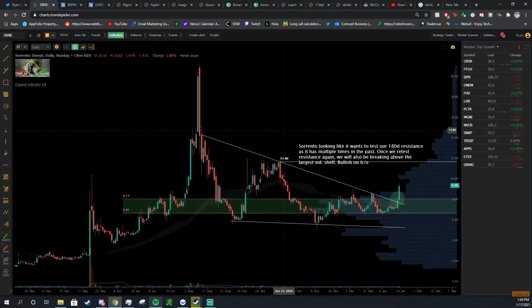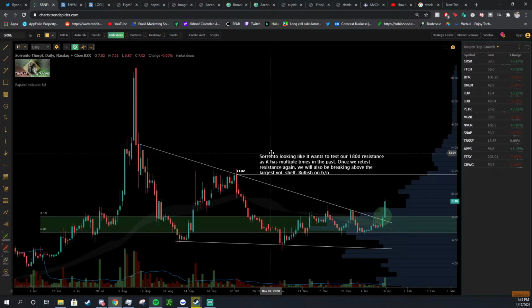This one is Sorrento Therapeutics. If you guys remember a couple months ago, I can't remember, was it Citron put out a short report on them, and the CEO from Sorrento came back and was like, "You better cover yourself before you hurt your family and losing money." So the CEO here is kind of a savage.